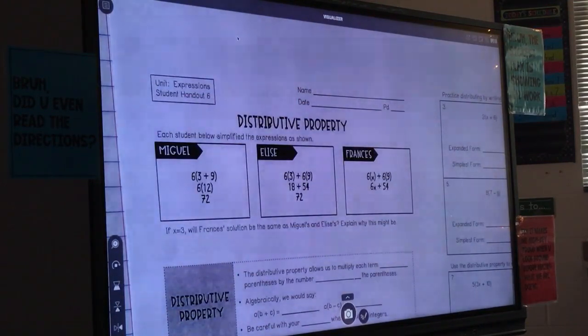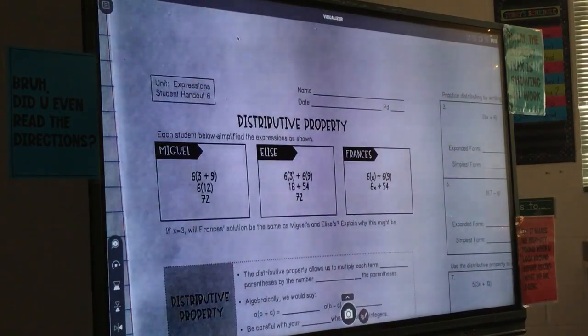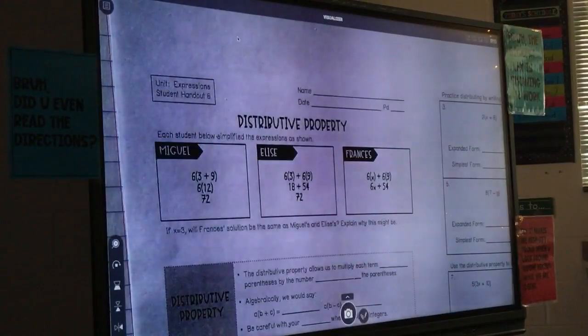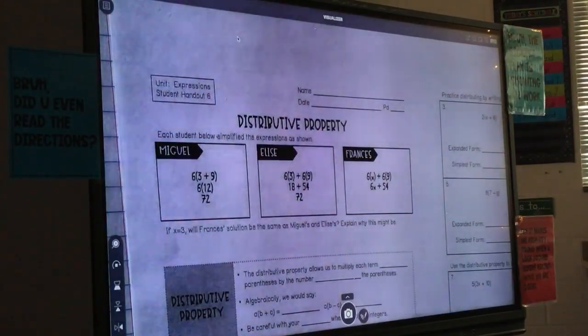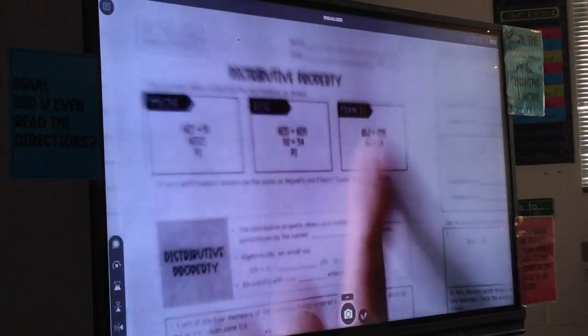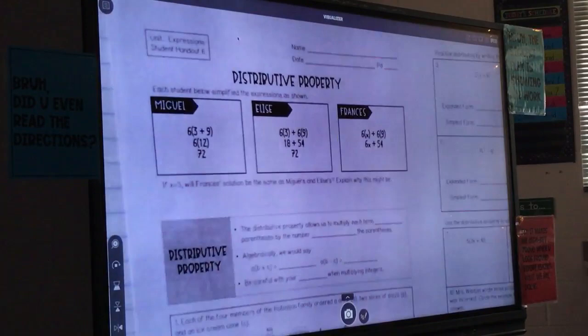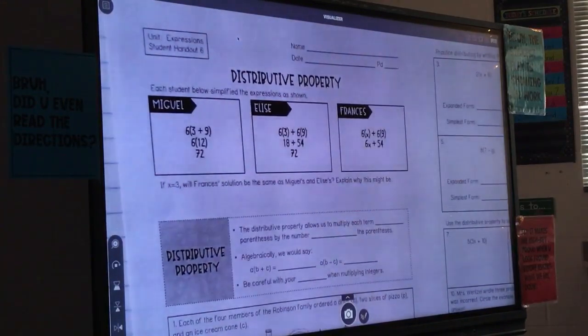All right, so to start with, we're just going to get warmed up. This is not distributive property. It says each student below simplified the expression as shown. So you have Miguel, Elise, and Francis. The question says, if x equals 3, will Francis's solution be the same as Miguel's and Elise's? Explain why this might be. They've already solved Miguel and Elise. You have to solve Francis and see if it's equal, if it's not equal, and tell me why. When you have this done, stand up. I'm gonna give you 3 minutes max.